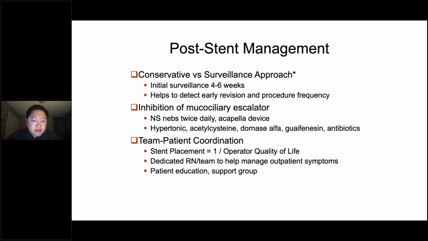Team patient coordination. I tell my fellows, they want to place stents, but in real life, there's an indirect relationship between placing one and your quality of life. So be very diligent when you're placing these stents, and make sure you're placing stents in patients that need them. A dedicated RN team and an on-call messaging system is very important, because these stent patients are basically round-the-clock care, especially if they're having problems with it. You need to take care of it. Patient education and support groups are also important as well.